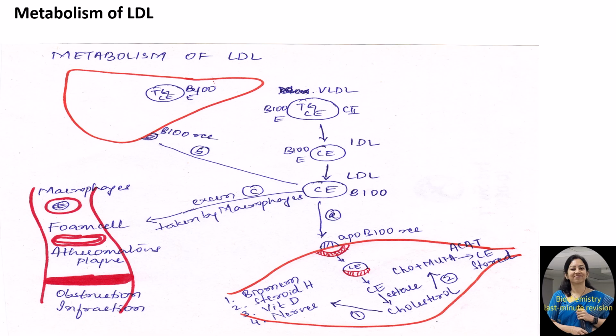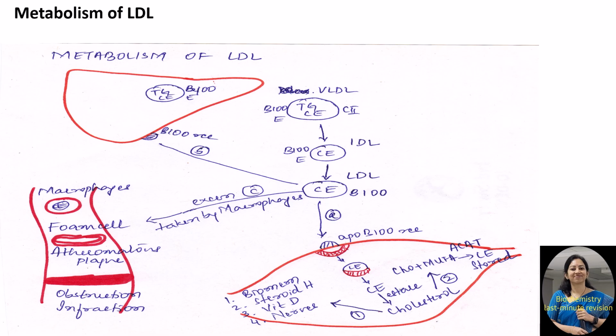Further excess of cholesterol is taken up by the macrophages, and these macrophages get converted to foam cells, and foam cells form the atheromatous plaque. So when the plaque expands, it will obliterate the lumen of the blood vessel, resulting in complete obstruction of the blood vessel, and it can result in infarction of any organ.